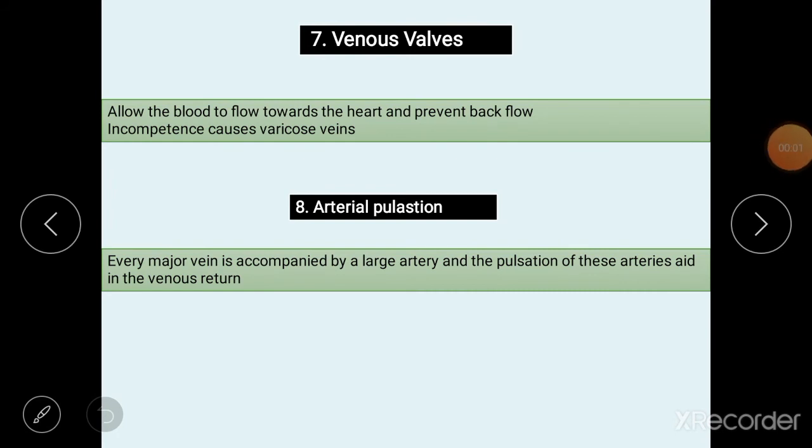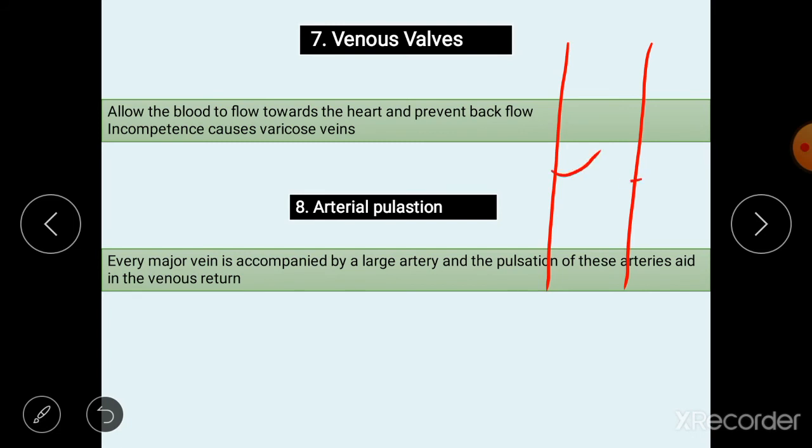Next, we have the venous valves. These are structures which are present within the veins, and they only allow one way flow of blood from the periphery towards the heart, and they do not allow the blood to fall backwards towards the periphery.